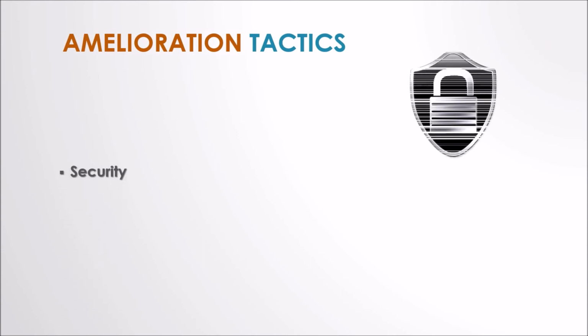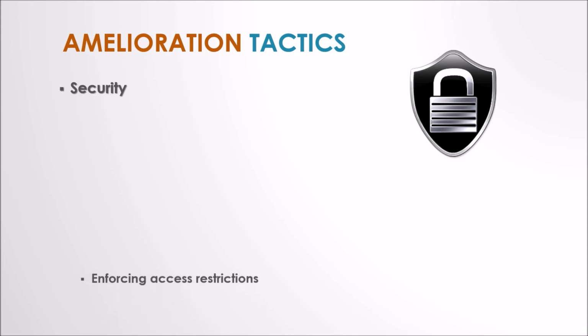Now we discuss how we could improve the wireless sensor network to reduce its security and privacy issues. Under security, enforcing access restrictions. To prevent unauthorized access to the system, an access control mechanism is needed. The set of users authorized to access collected environmental data is typically very dynamic. So only the allowed users can access the data.